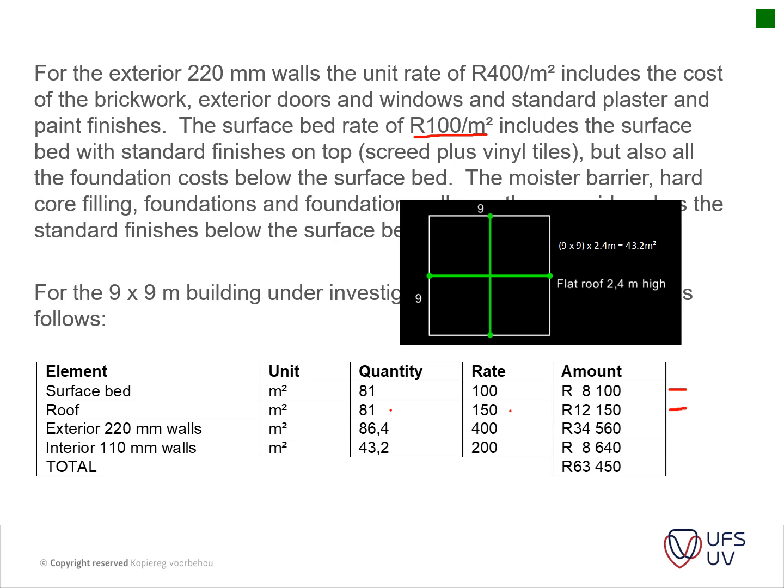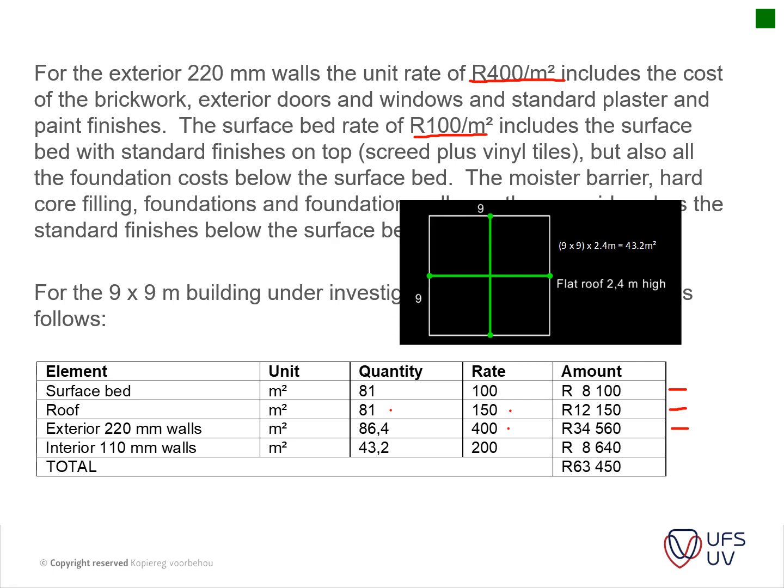It is basically the 9x9 calculated times a height of 2.4 to actually get the square meter rate, and thus we use the 400 Rand per square meter to calculate that and to get our area.